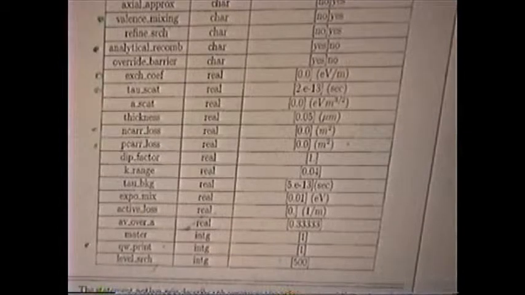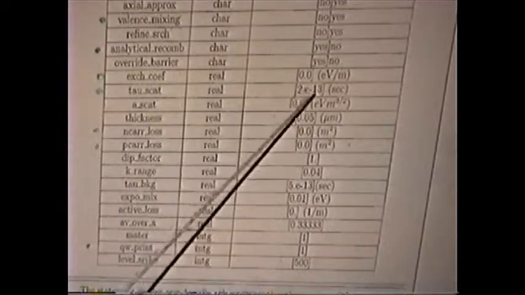Exchange coefficient controls the band gap renormalization with high carrier density. The program uses an analytical model with a cube root of the carrier density. So the delta E, the change of the band gap, is proportional to the third root of the carrier density times a factor, and this factor is the exchange coefficient here. By default it is zero, so if you want to have band gap renormalization activated, this has to be non-zero. Then you put in the number you like.